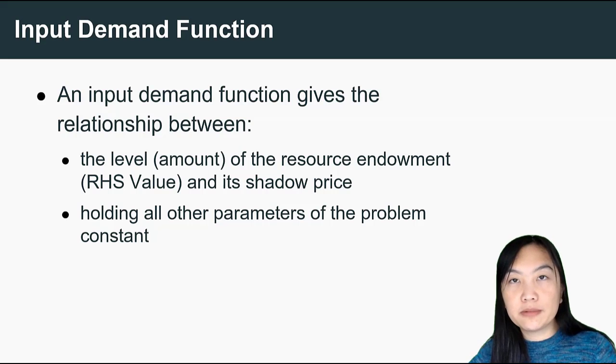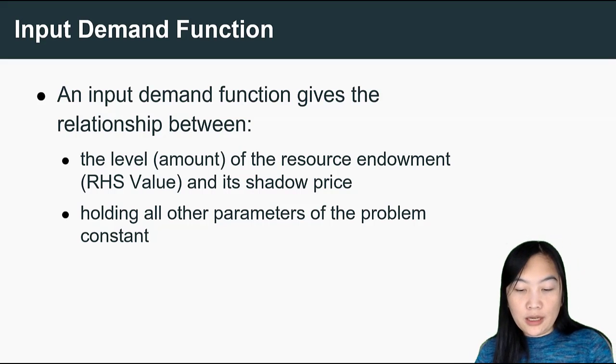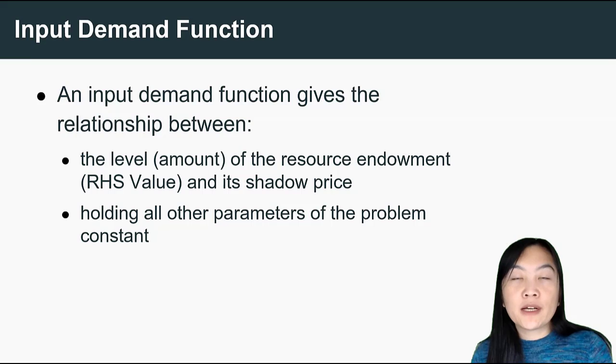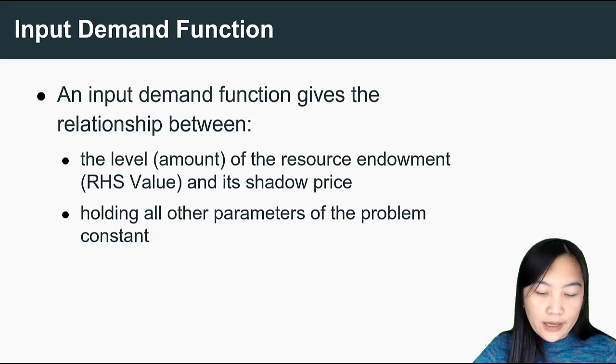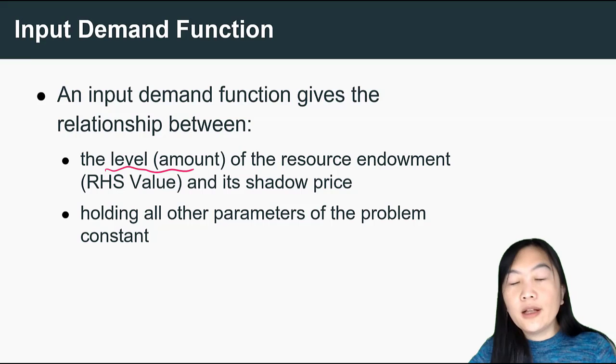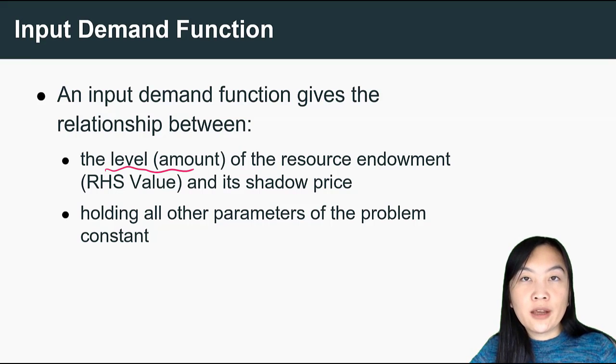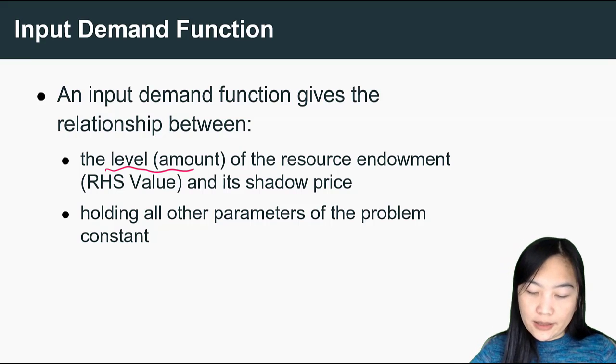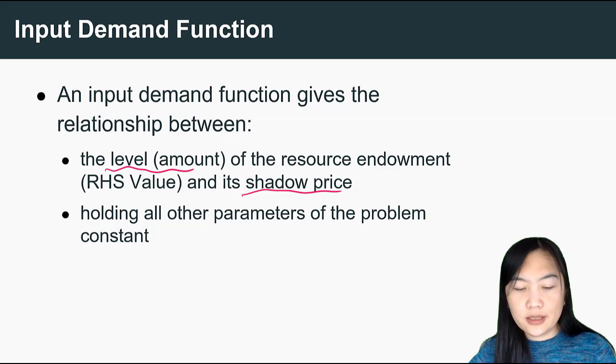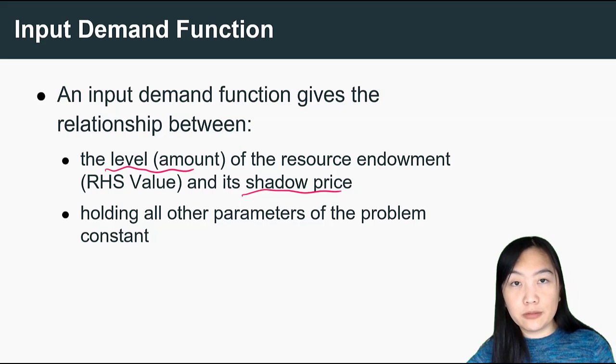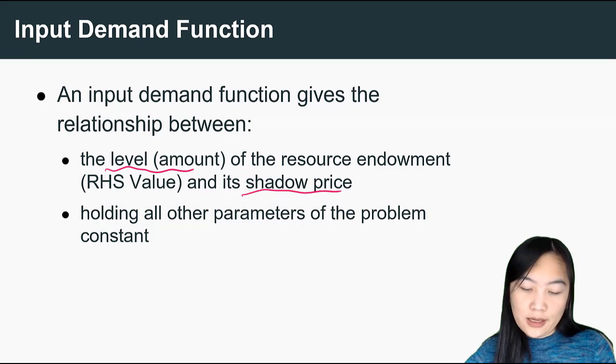For example, labor or capital, those are all inputs used to produce products, and an input demand function is a relationship between the input prices and the quantity demanded for those inputs. So we can ask, if the right-hand side value changes, how will the shadow price change? So it's a relationship between shadow price and input use level.